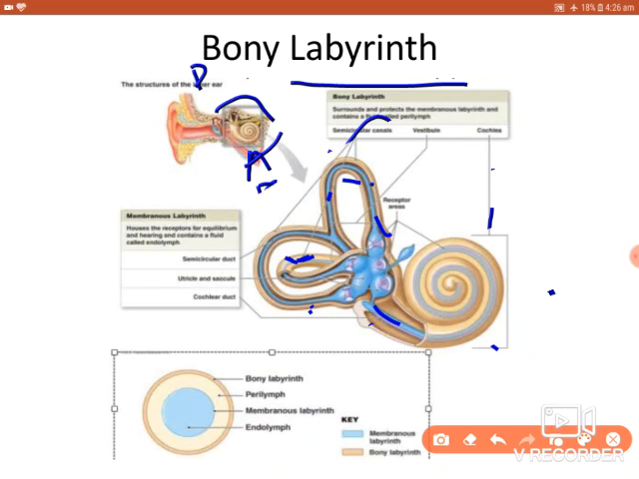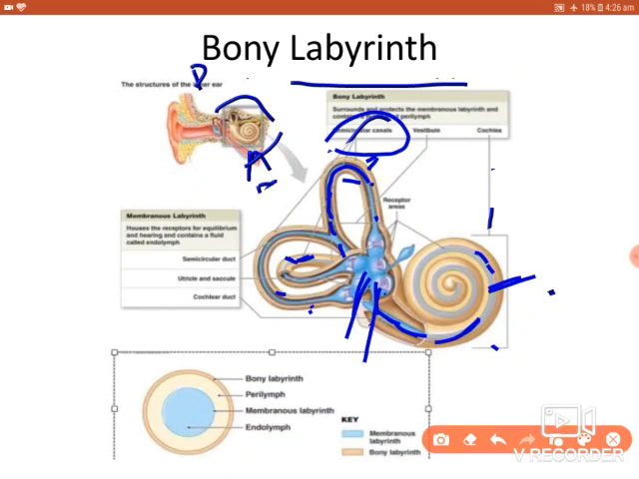These bluish structures are the membranous part, which consists of ducts and their dilations. Inside the cochlea, this is the cochlear duct. Inside the vestibule, these dilations are the saccule and the utricle. These are the semicircular ducts, which lie inside the semicircular canals.